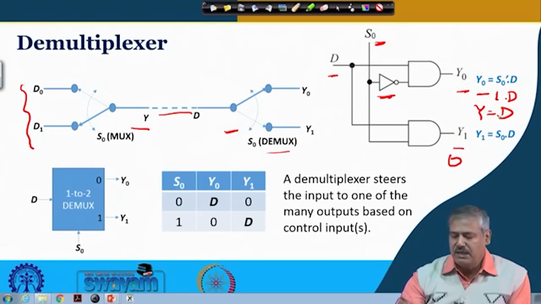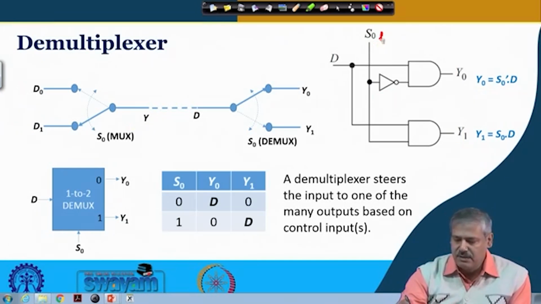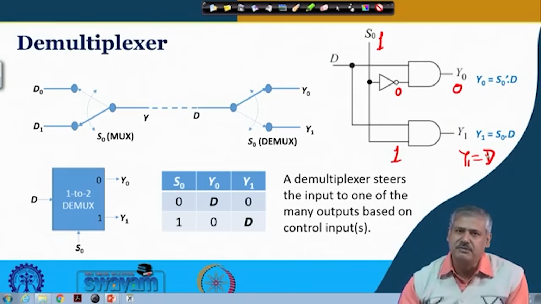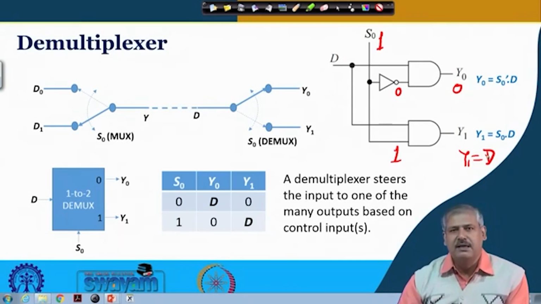In the case of S being 1, what happens? This becomes 0 and so this will be held at 0, and this is 1. So, Y1 will get the D, right. Whenever D changes from 1 to 0, Y1 changes from 1 to 0, and also when D changes from 0 to 1, Y1 will also change from 0 to 1. So, this is what we understand as the basic circuit.